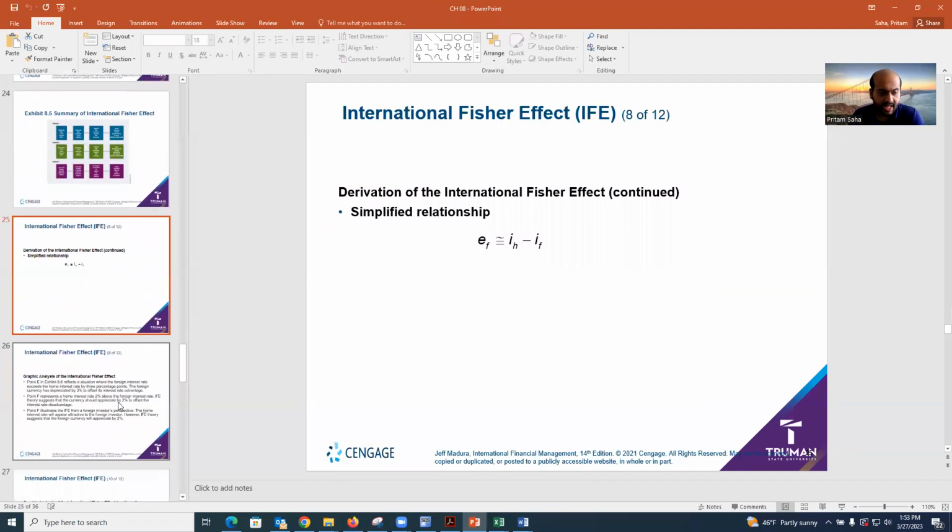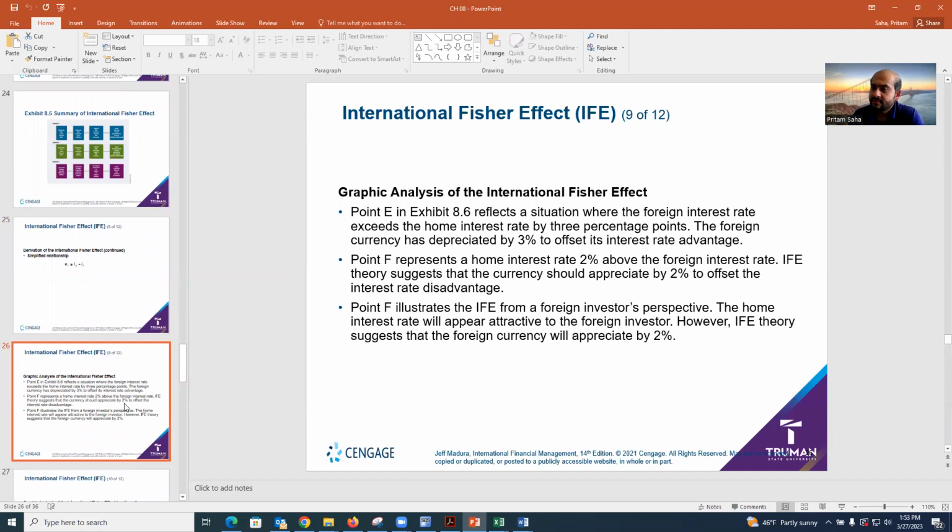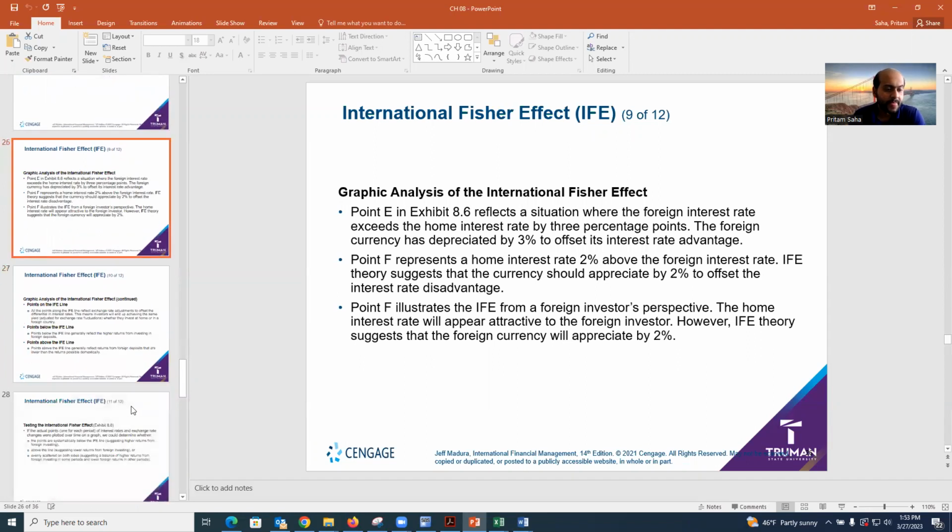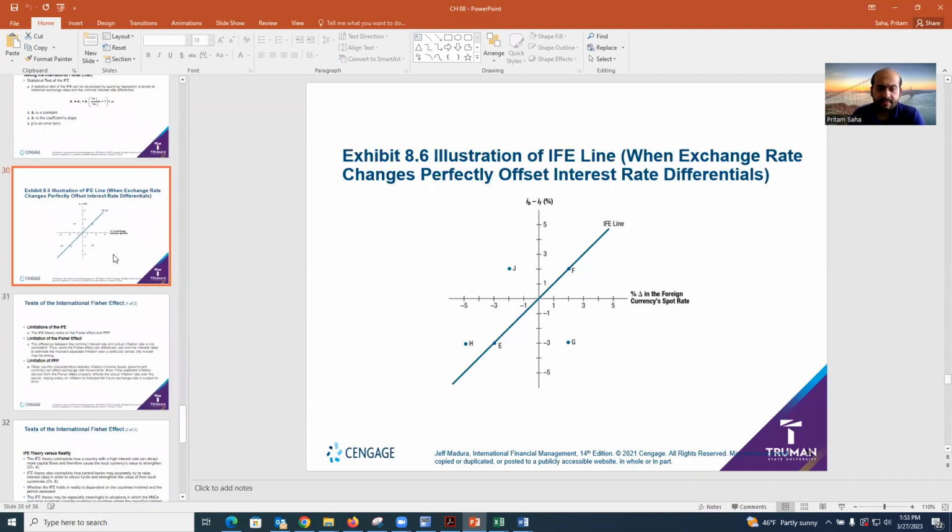We talked about that. Now, graphical presentation. This line is similar to purchasing power parity, right? So at any point on the IFE line there is no disparity. So the currency value is adjusted. Currency value is adjusted according to the interest rate differentials.